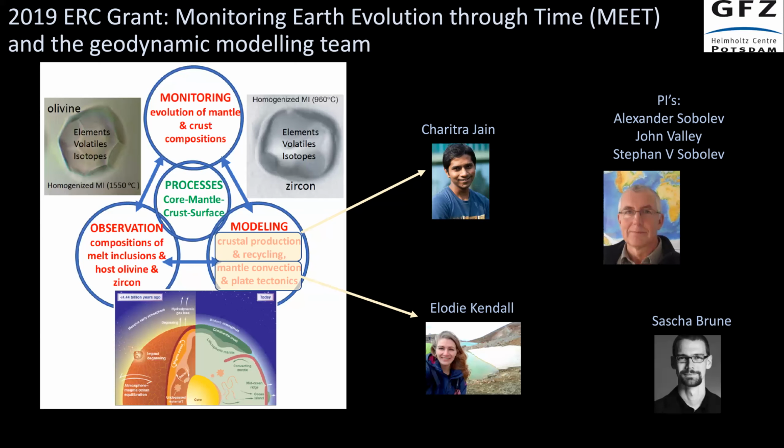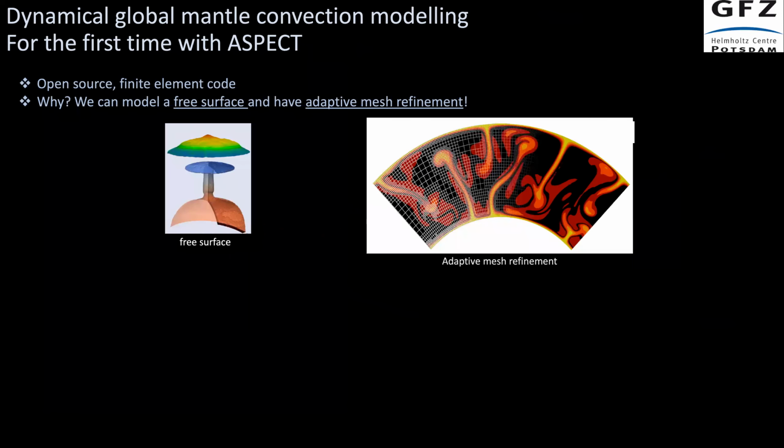They're looking at the evolution of mantle and crustal composition from a wide range of data. And so I'm building dynamical global mantle convection models for the first time with ASPECT. As most of you know, because most of you are using it, it's an open source community finite element code, which is becoming much more popular in the field.